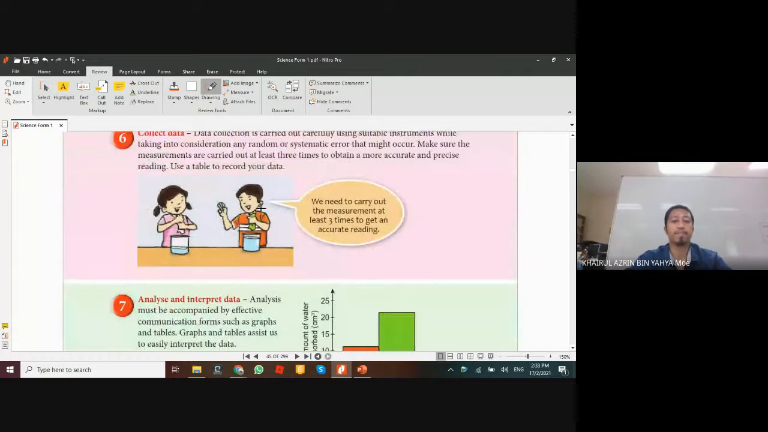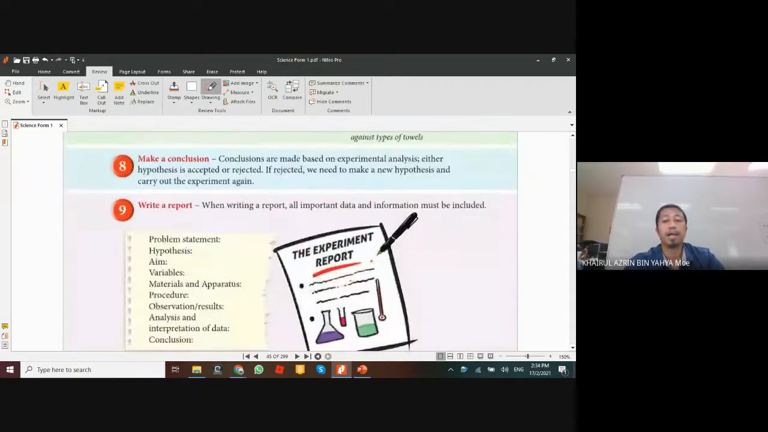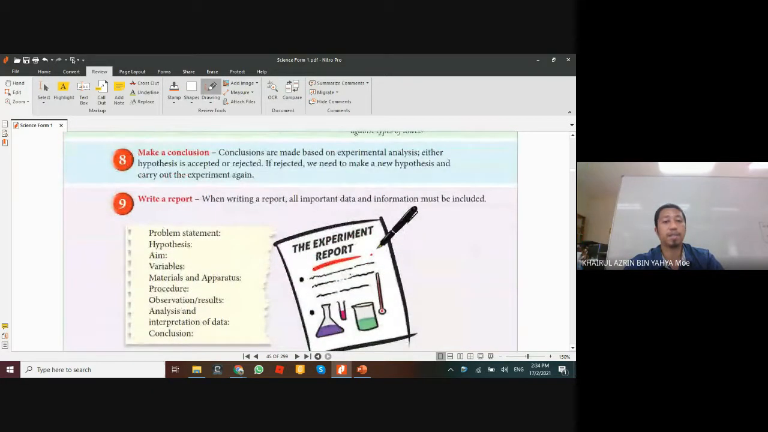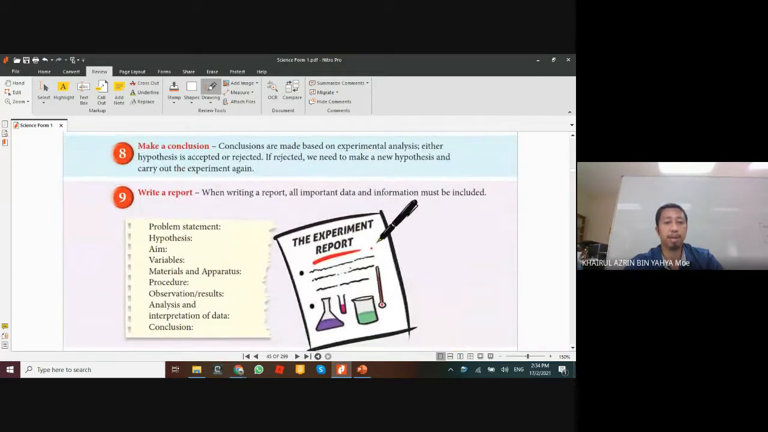Like this experiment. His brother said that a towel absorbs the water quicker compared to the tissue. So is the hypothesis correct or not? We can either accept or reject the hypothesis. So like this one, the brother said we need to carry out the measurement at least 3 times to get a correct reading. If we check here, actually tissue is better. So we can reject the hypothesis after we do the experiment and make a conclusion.